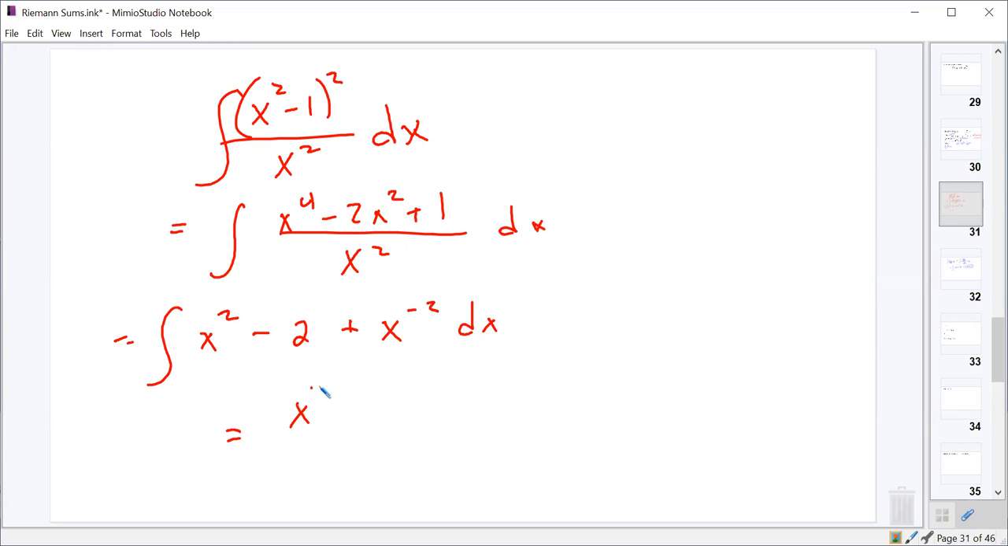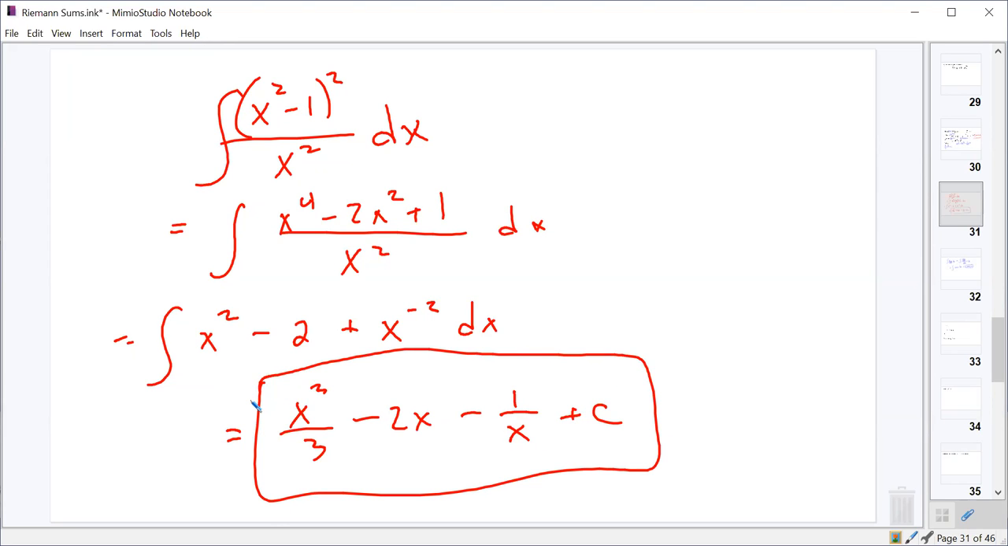Which should give us x cubed over 3 minus 2x, and then up to -1 and divide by -1, so minus 1 over x plus our constant. Any issues with that? Everybody okay with that? I may not be able to do algebra today, but at least I can still take an integral.